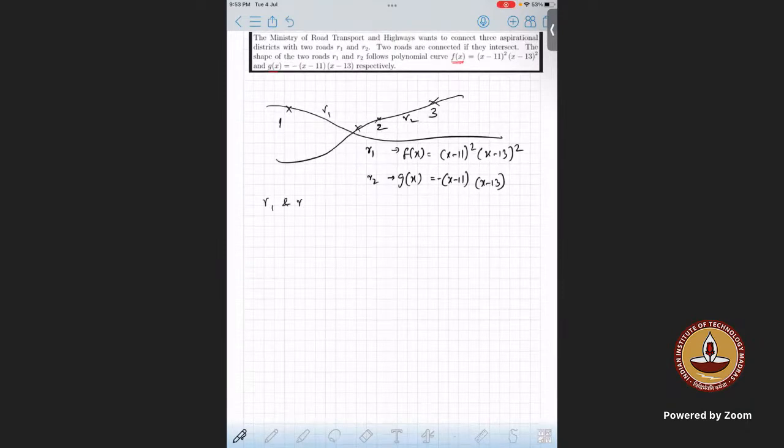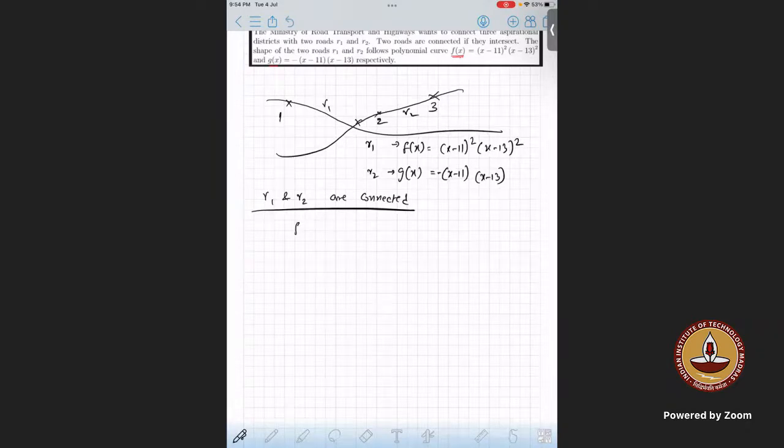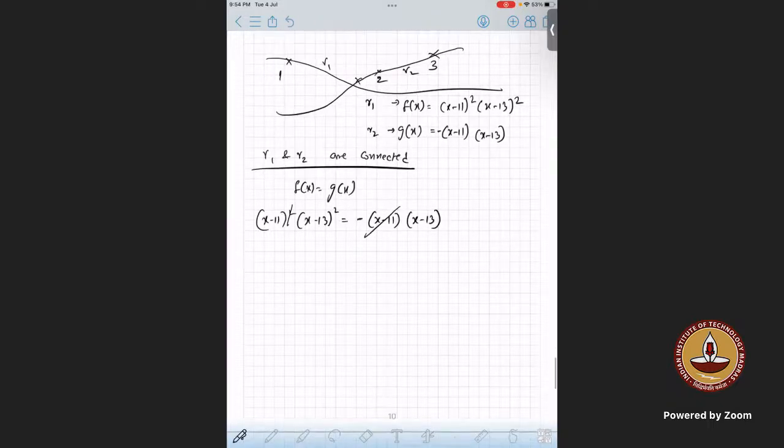Given that R1 and R2 are connected, there must be an intersection point. F of x equal to g of x, that is (x minus 11) whole square, (x minus 13) whole square equal to minus (x minus 11)(x minus 13). Clear? Look, the square and x minus 11 get cancelled, x minus 11 into x minus 13 equal to 0. X equal to 11, x equal to 13.